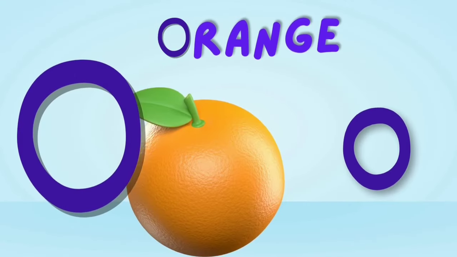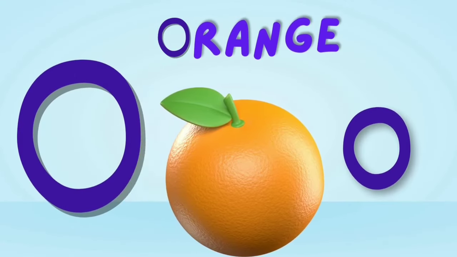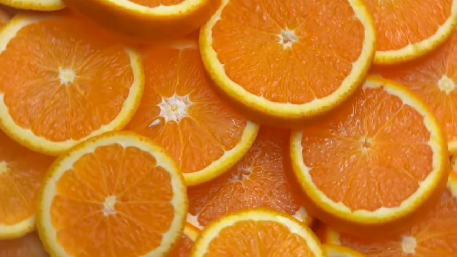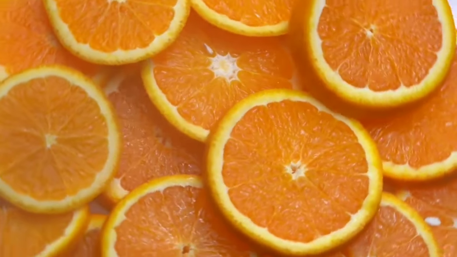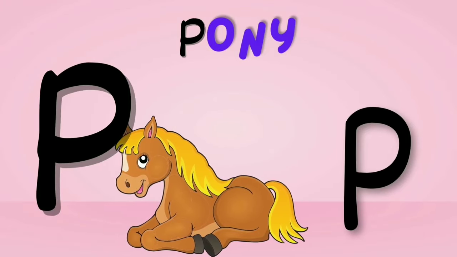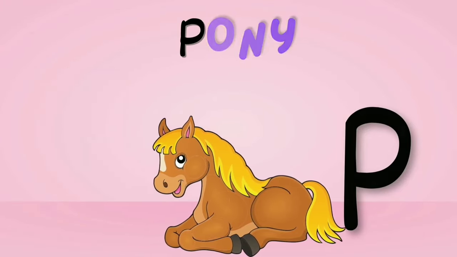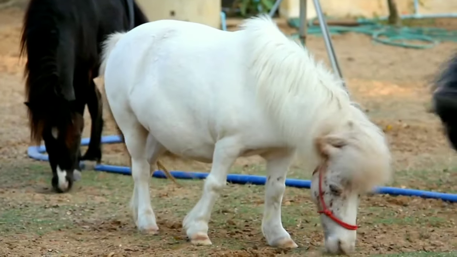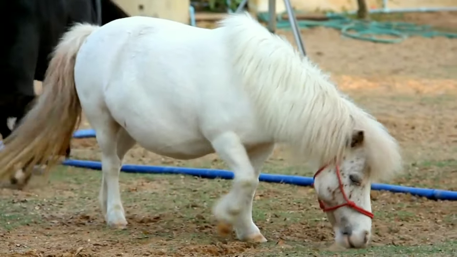O is for orange, orange, orange. This is an orange, orange, orange. P is for pony, pony, pony. This is a pony, pony, pony.